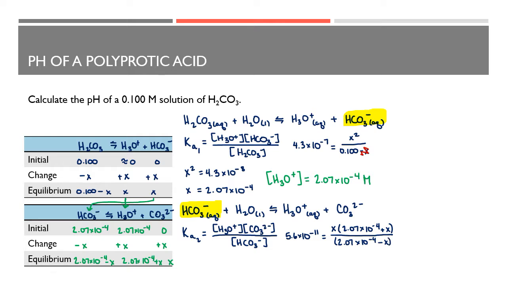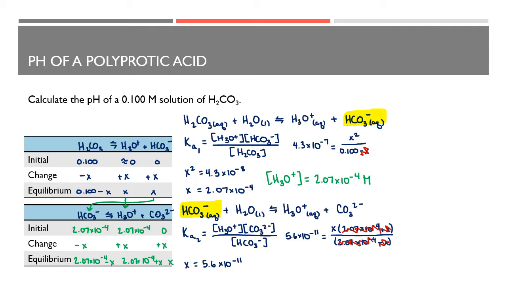And what I can do here is I have a very, very small Ka value. So what that means is that my X is going to be super tiny. Now, granted, I'm subtracting it from something that is also very small. This X is going to be ridiculously tiny. So I can eliminate that, and also I can eliminate the 2.07 times 10 to the negative fourth because they're like quantities on the top and bottom, the numerator and denominator. So really what I end up with is 5.6 times 10 to the negative 11th as my X value.